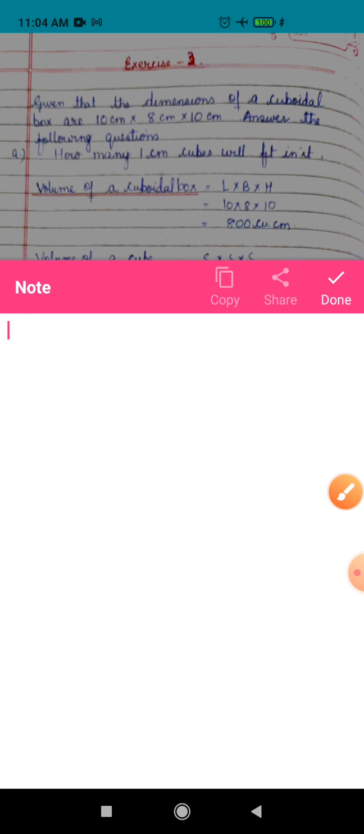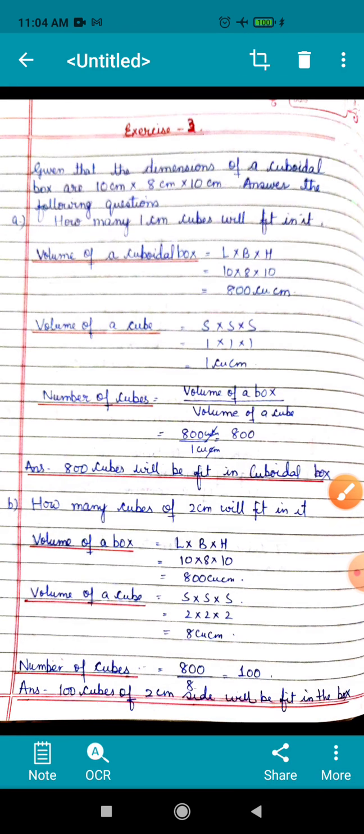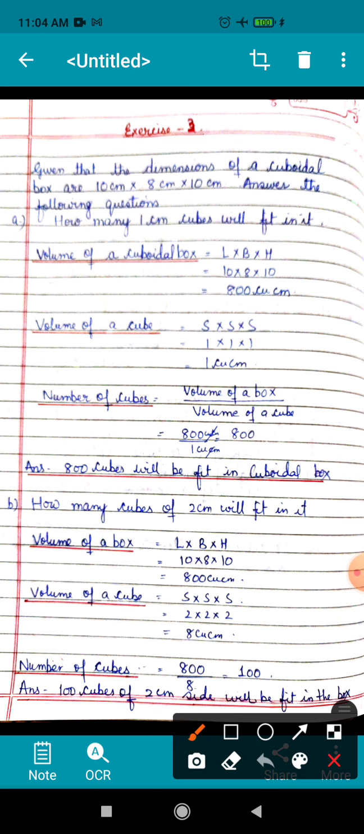Now children, to find the number of the cubes, what you will do? You will divide volume of a box with volume of a cube. Volume of a box is 800. Volume of a cube is 1 cubic centimeter. The number divided by 1, the answer comes number itself. So 800 cubes will fit in the cuboidal box.